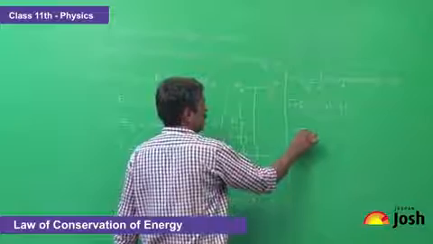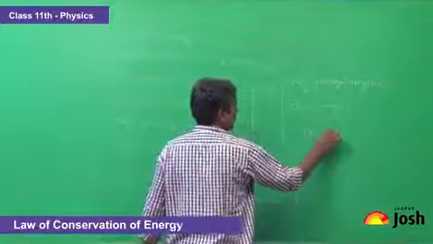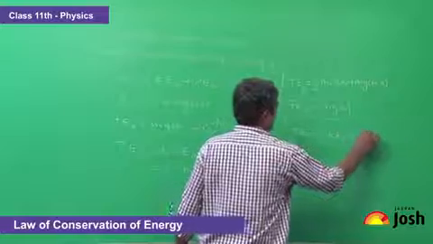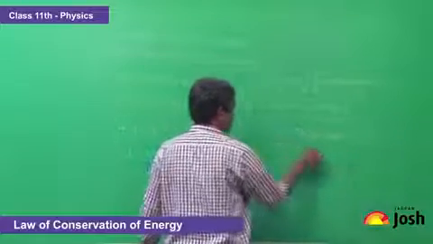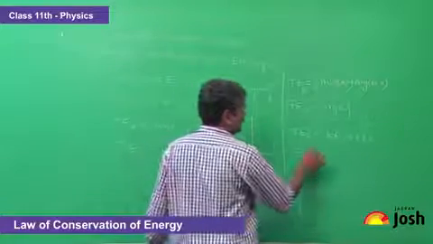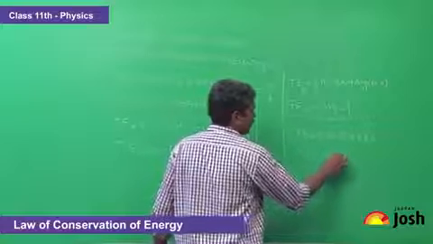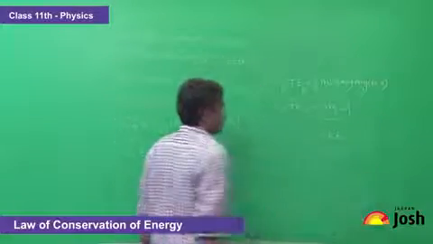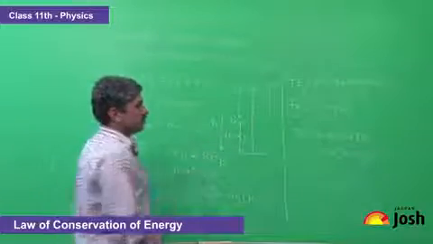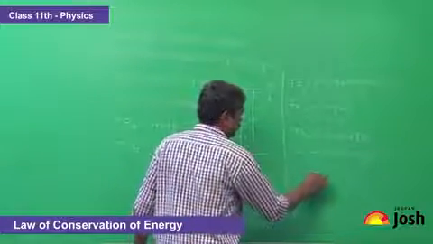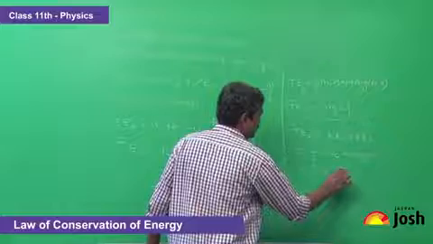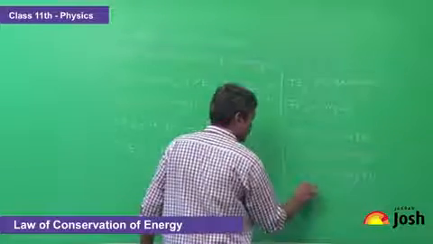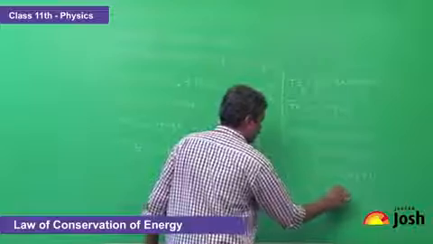At C, again we write the total energy at C as kinetic energy at C plus potential energy at C. The kinetic energy at C is half m Vc square, and the potential energy at C is mg times the height, which is right now 0. In place of Vc square we write 2gh, plus 0, and that is equal to mgh.